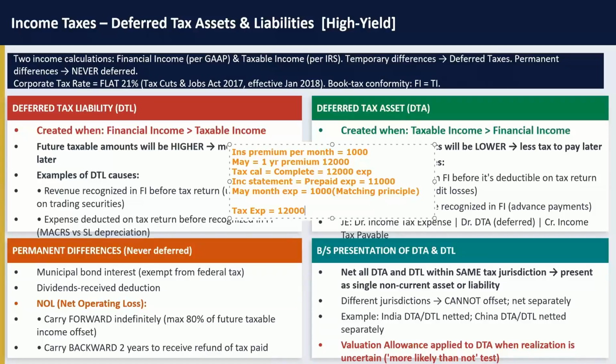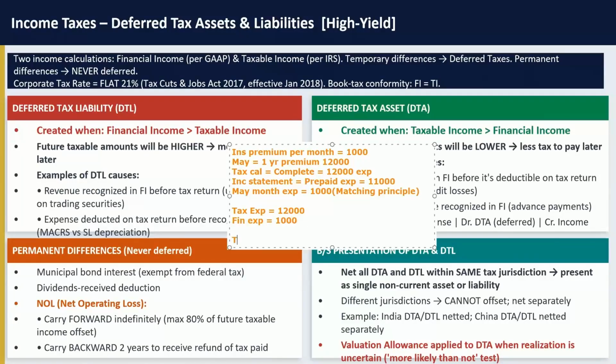Tax expenses 12,000. Financial expenses, how much? 1,000. Okay. Now what happened? Taxable income will obviously be lesser than financial income. Why? Taxable expense is more, financial expense is less. So taxable income will be less than financial income, which results in DTL.